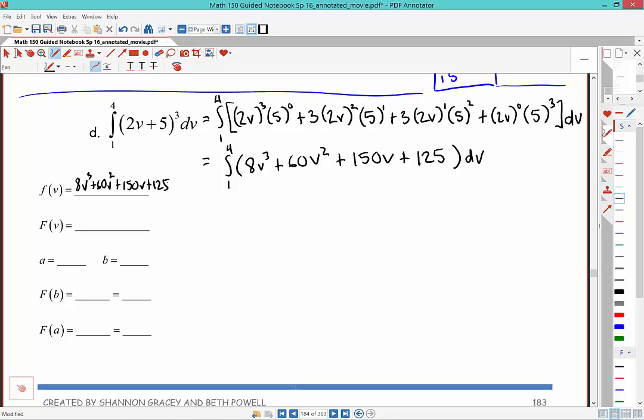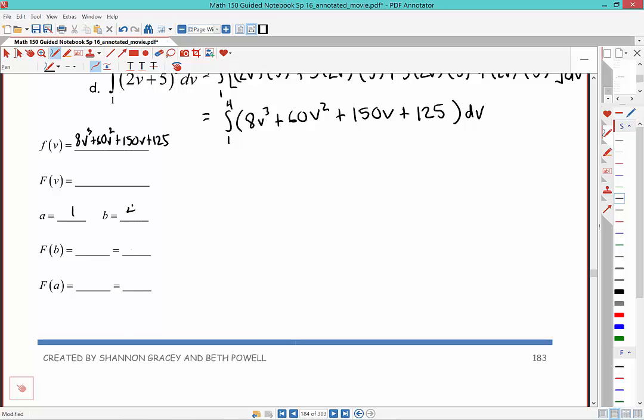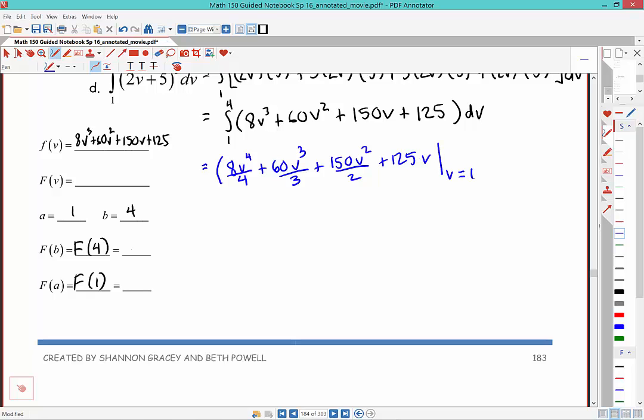Okay, so next up, we shall have 8v to the 4th over 4 plus 60v cubed over 3 plus 150v squared over 2 plus 125v, and we're going to evaluate that from v is 1 to v is 4. So this will just give us 2v to the 4th plus 20v cubed plus 75v squared plus 125v evaluated from v is 1 to v is 4.